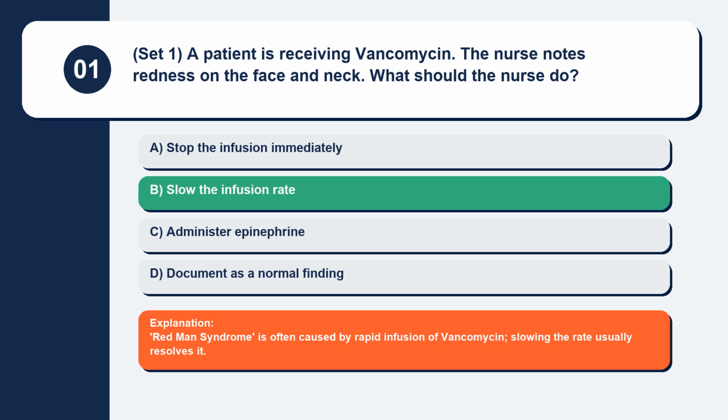Red man syndrome is often caused by rapid infusion of vancomycin. Slowing the rate usually resolves it.